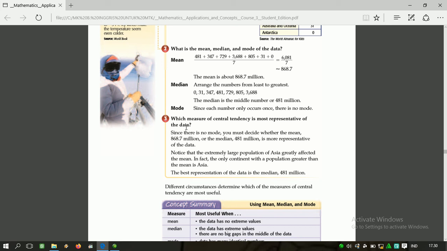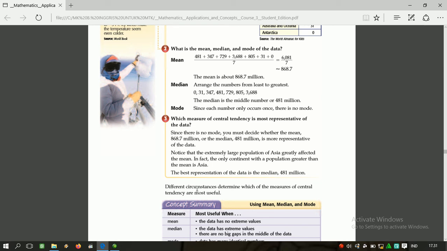Number 3. Which measure of central tendency is more representative of the data? Since there is no mode, you must decide whether the mean or the median is more representative of the data. Notice that the large population of Asia greatly affected the mean. The only continent with a population greater than the mean is Asia. The best representation of the data is the median.